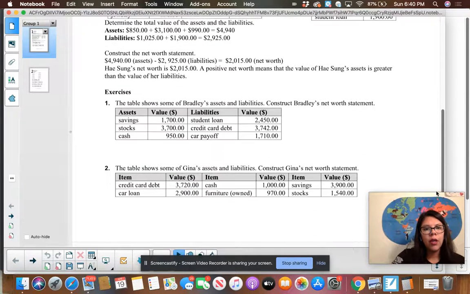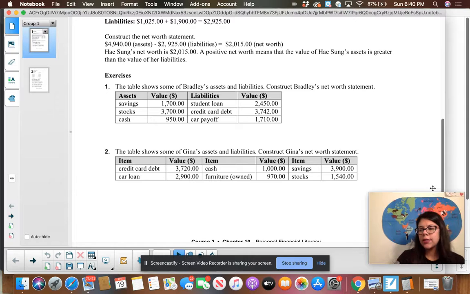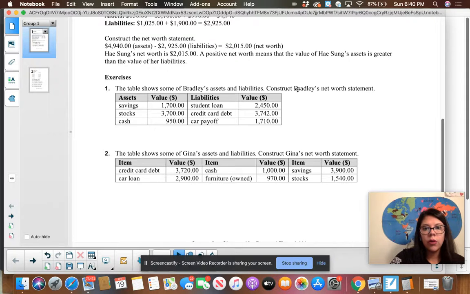Okay, so we're going to get started with these two exercises we have here. The table shows some of Bradley's assets and liabilities. We're going to construct Bradley's net worth statement.